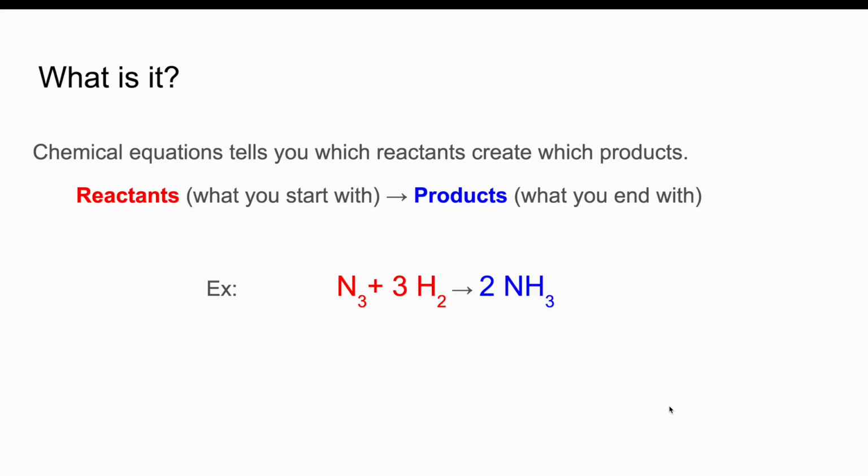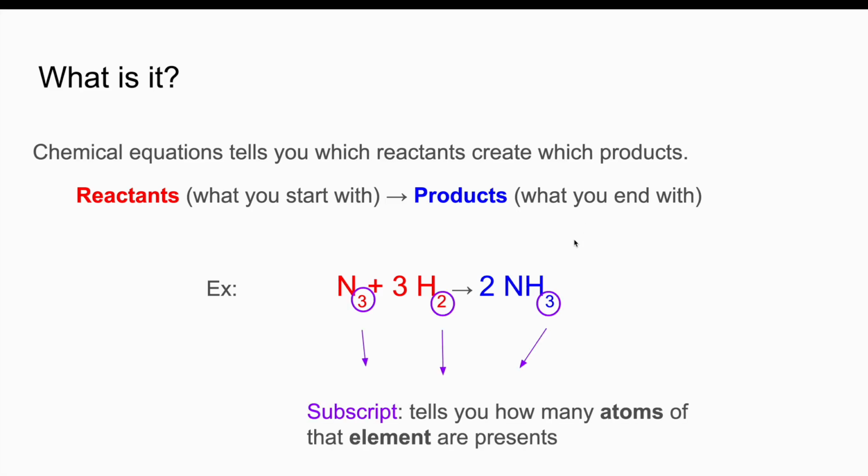Okay, so to get started, quick overview, what are chemical equations? Chemical equations tell you what reactants create what products. As a reminder, your reactants are the substances that you start with that react with one another to create your end substance, also known as your products. So, for example, in this equation here, you have these two reactants react with one another to form one product.